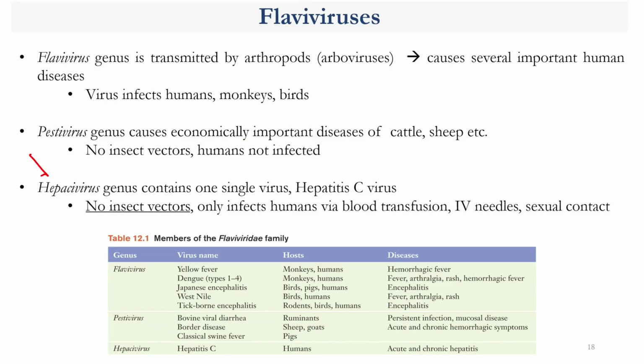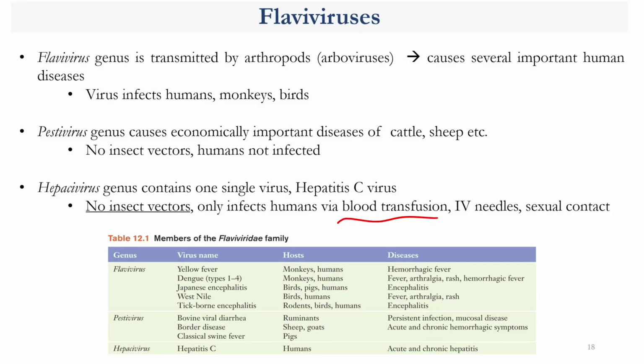Then we have the Hepacivirus genus that has a single virus, the hepatitis C virus, okay? Again, no insect vectors, but it can go from person to person through things like blood transfusion, IV needles, sexual contact, so through body fluids, okay?